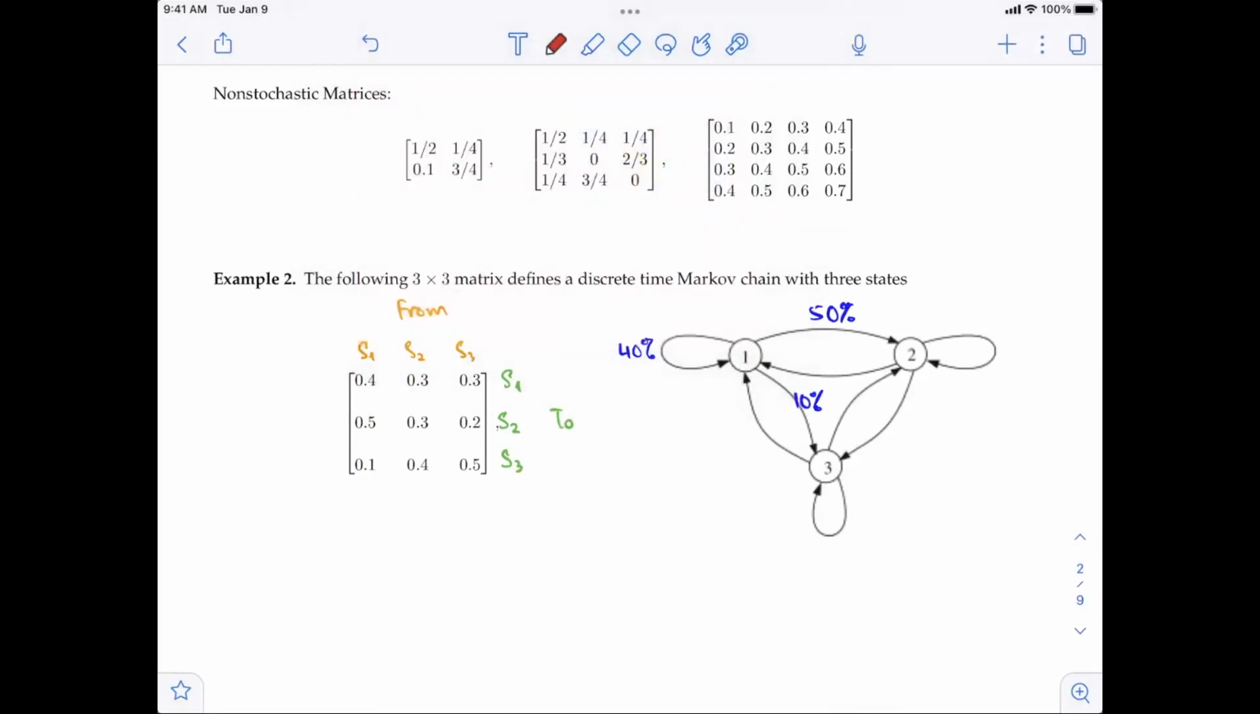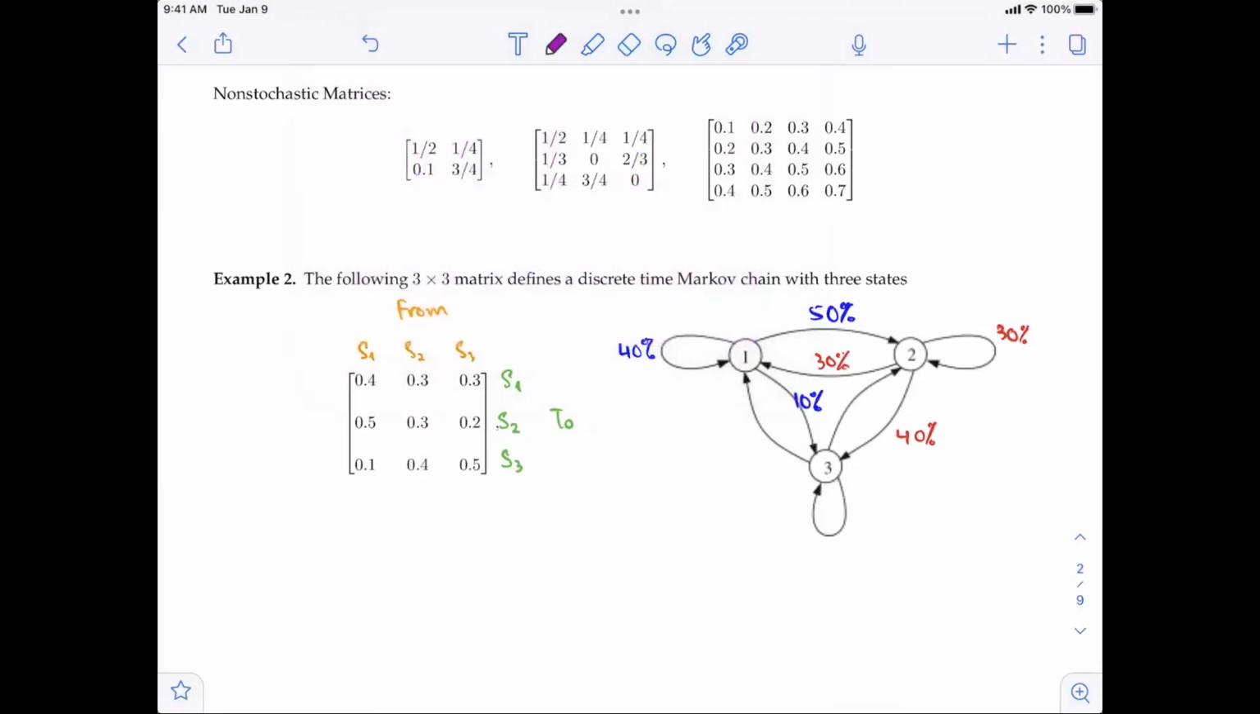So state 2 changes back to state 1, so 30%. And the member in state 2 remains in state 2, so this is 30% as well. And in the last case, the member who started in state 2 can switch to state 3, and there's a 40% chance that can happen. So 40%. We're done with state 1, we're done with state 2, move on to state 3.